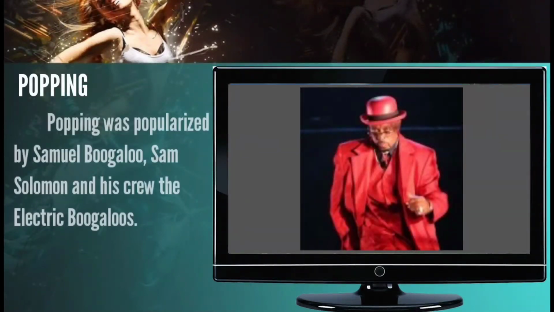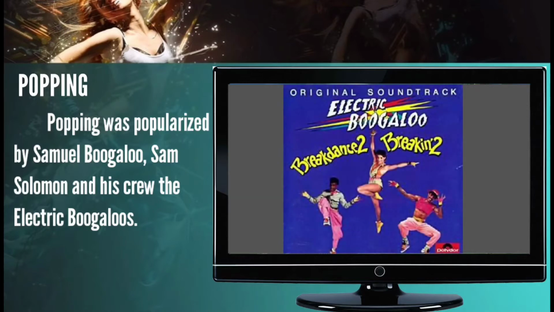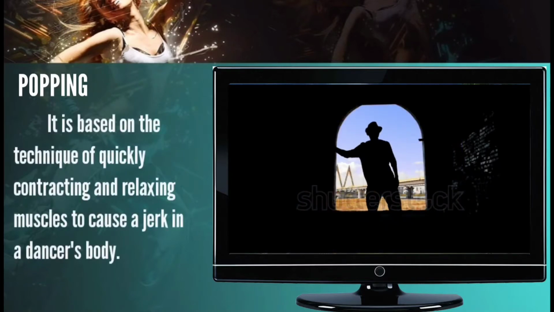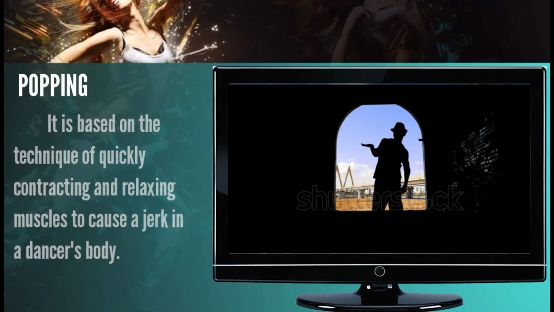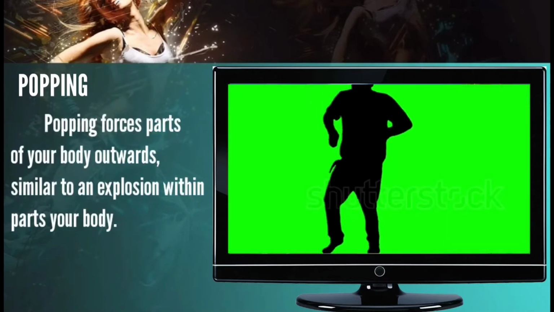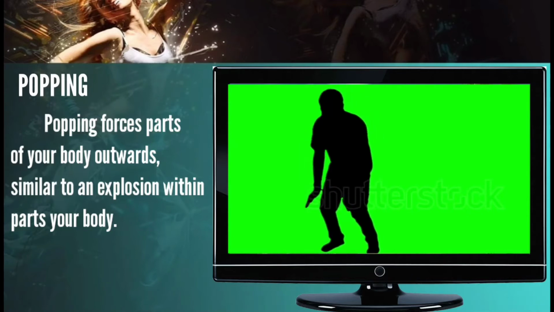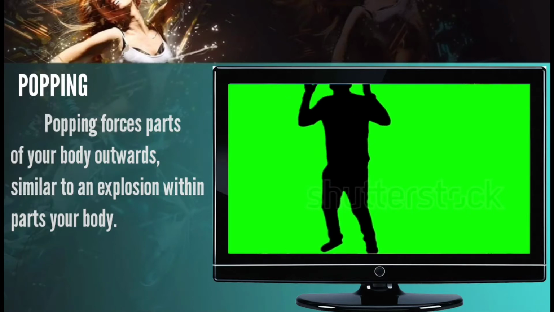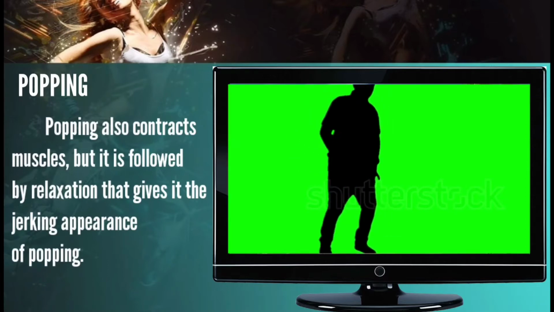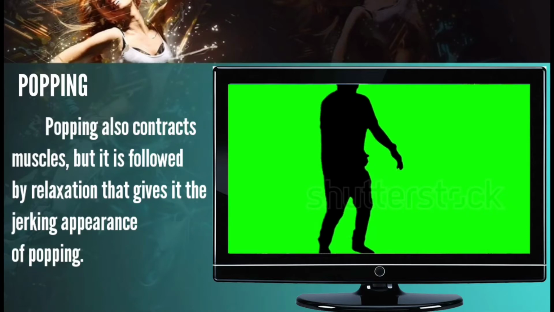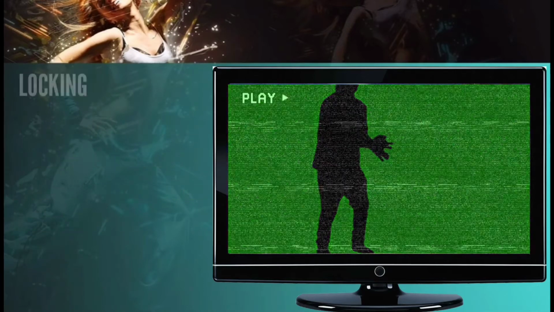Popping. Popping was popularized by Samuel Boogaloo Sam Solomon and his crew, the Electric Boogaloos. It is based on the technique of quickly contracting and relaxing muscles to cause a jerk in a dancer's body. Popping forces parts of your body outwards, similar to an explosion within parts of your body. Popping also contracts muscle, but it is followed by relaxation that gives it the jerking appearance of popping.